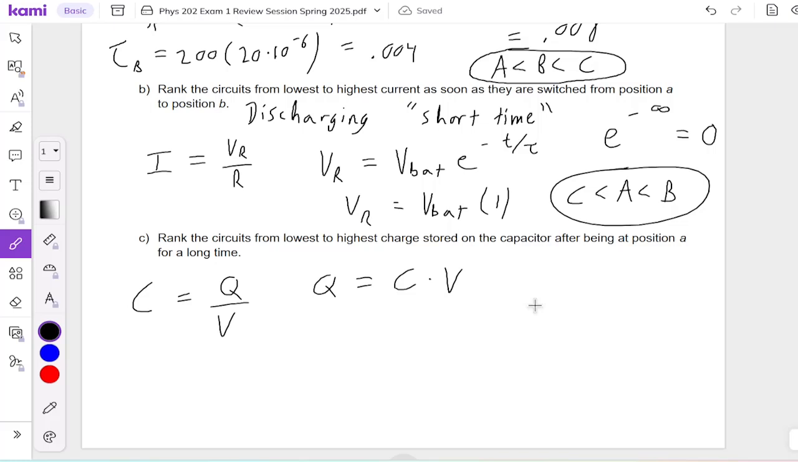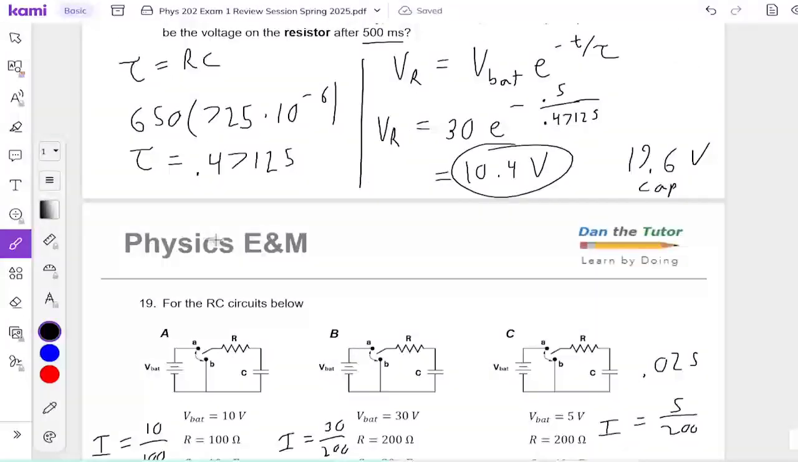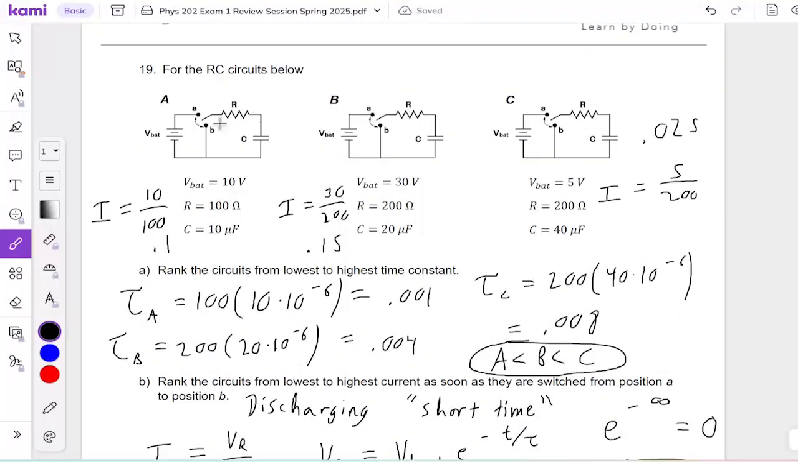Well, we're given the capacitance and the voltage for all three of them. Yes, because it's the max. Specifically because it's the max. And by the way, here's the funny thing. For all three of these, after a long time, what's the voltage in the resistor? 0 for all of them. The capacitor is greedy. It ate all the voltage after a long time. That's more of a fun fact, not relevant here.